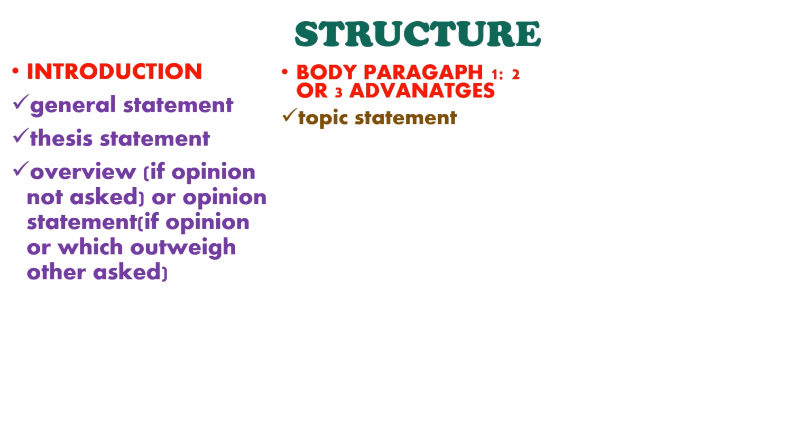So any question that has advantage, disadvantage, you have to write both. So in body paragraph 1, go with the advantages. You can write 2, 3 or even 1 if the question is advantage and disadvantage. You can just write 1, but it's always better to write 2 or 3 to get the count of 250 words.